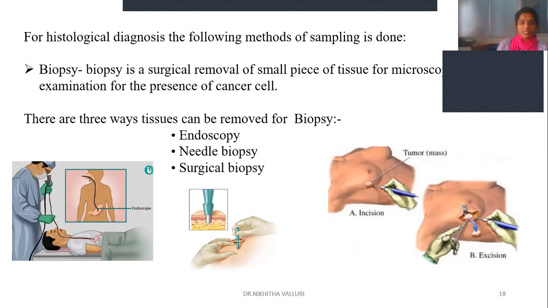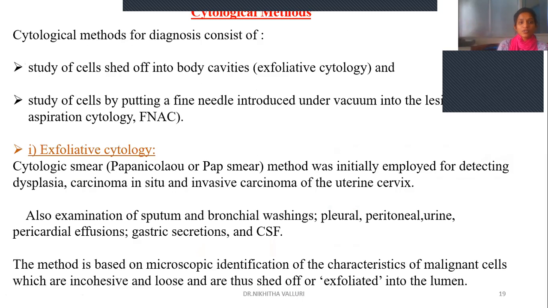So surgical biopsy is how we'll be collecting the tissue. And then the cytological method consists of different methods, that is exfoliative cytology and FNAC. Whatever cells or tissues shed off into the body cavities will be collected and examined for study, like in urine examination or blood, some kind of cells or tissues seen in these body cavities.